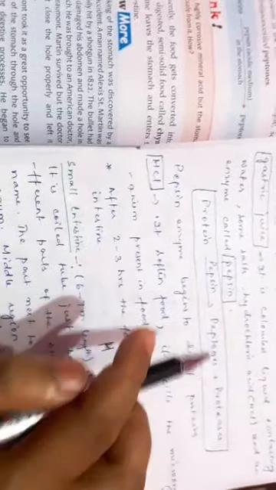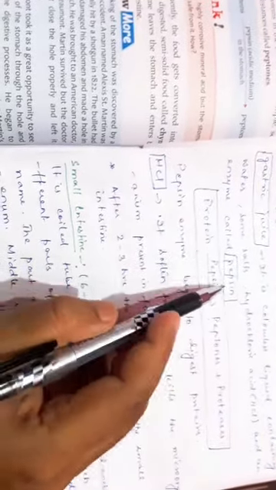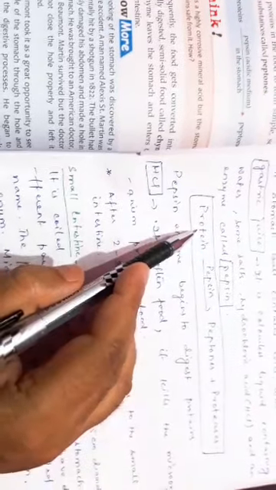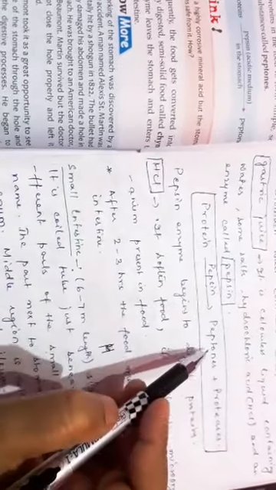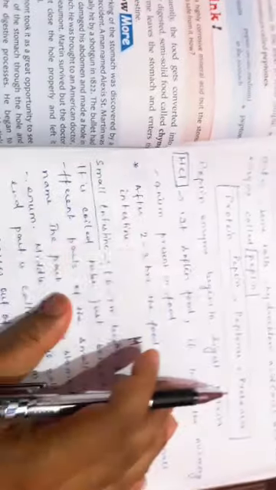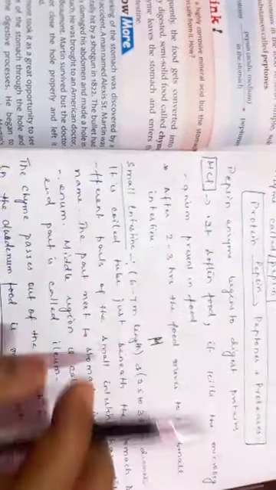Now the second one secreted is pepsin. When we eat protein, with the help of the pepsin enzyme, the protein is broken down into peptones and proteases. This pepsin enzyme begins to digest the protein.